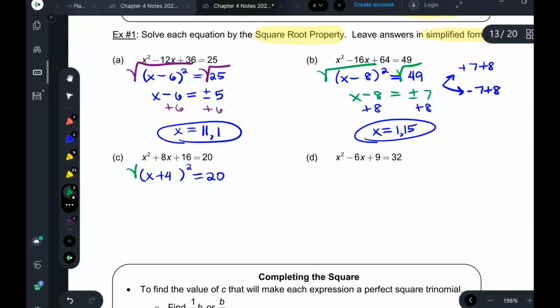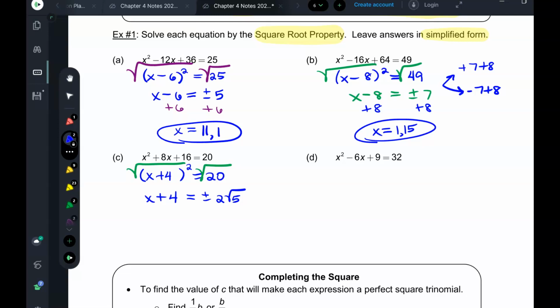Now when we take the square root, it's going to be plus or minus 2 root 5, because the square root of 20 can be broken down into 4 times 5, right? 4 is 2 times 2.